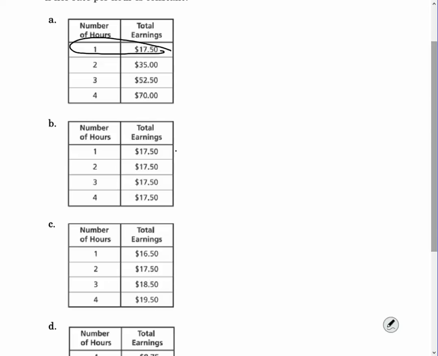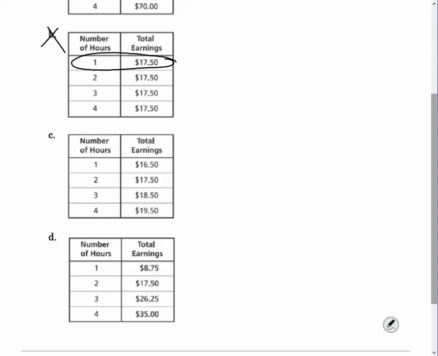This is showing $17.50 for 1 hour. That is clearly not what it said. All right, so now we've got it narrowed down to at least just the two tables that have 2 hours being $17.50. And then we want to look for a chart that accurately conveys that for each hour worked. If you look at choice C here, you'll notice it's $16.50 for 1 hour, $17.50 for 2.